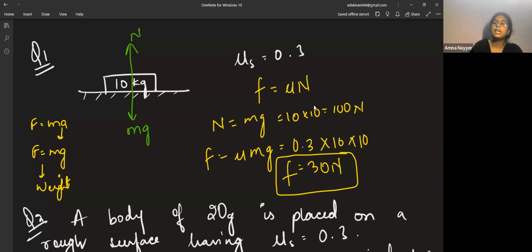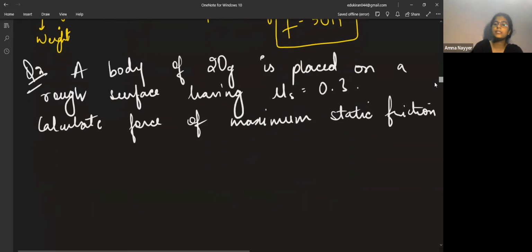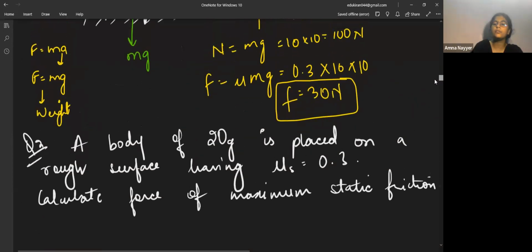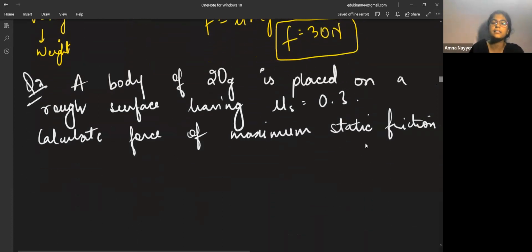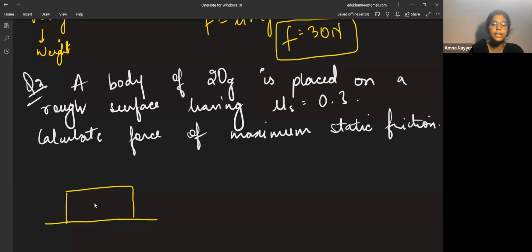All right. Now one more question before we discuss limiting friction. A body of 20 gram is placed on a rough surface having a coefficient of static friction of 0.3. You have to calculate the maximum static friction that can be exerted. So suppose this is a body, this is 20 grams of force.